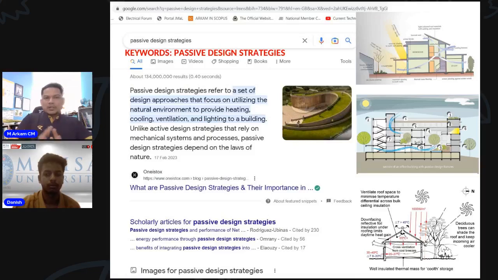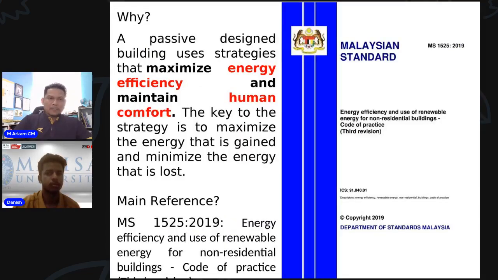So the keyword that we want to talk about today is passive design strategies, and some of the pictures that we got from our Google search or Google image are on the right hand side. I'll try to explain a little bit about passive design strategies for us to understand what it is all about when talking about building construction or building services in our country and our climate especially.